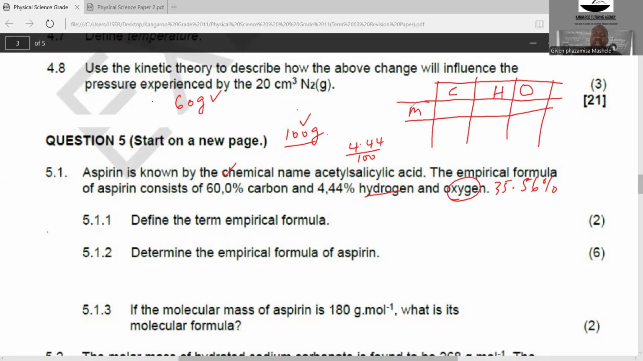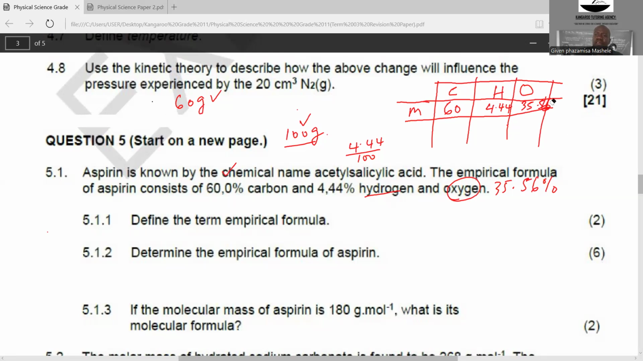So now for each element, we have to first determine the mass. The mass of each element is already provided. Carbon has a mass of 60, so it's 60 grams from a total of 100. The hydrogen will be 4.44. Oxygen will be 35.56.